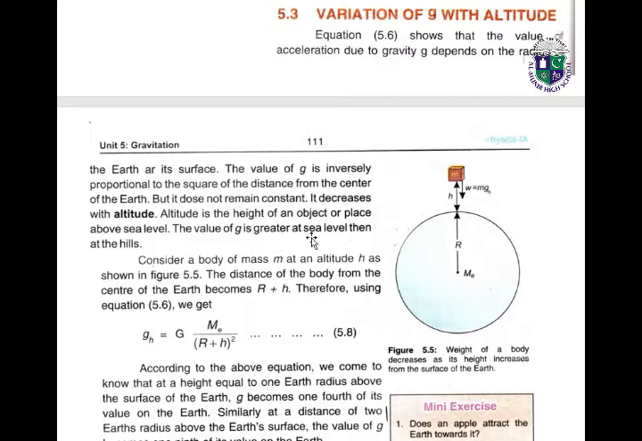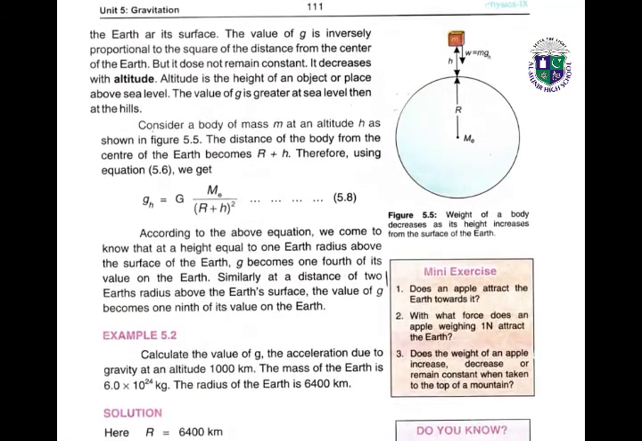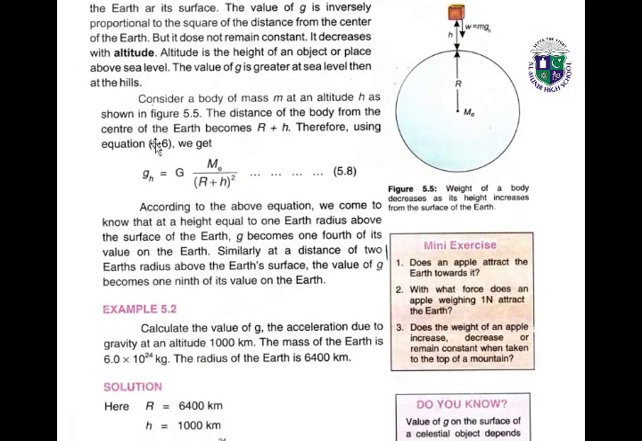The value of g is greater at sea level than at the hills. So to show this altitude, consider a body of mass m. This is a body of mass m at some altitude, at some height h. The distance of the body from the center of the earth becomes r plus h. Now it is r plus h. Therefore, using equation 5.6, we can say that gravity at some altitude or height is equal to G M e over (r plus h) whole square.